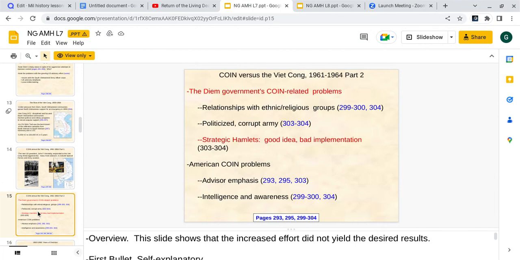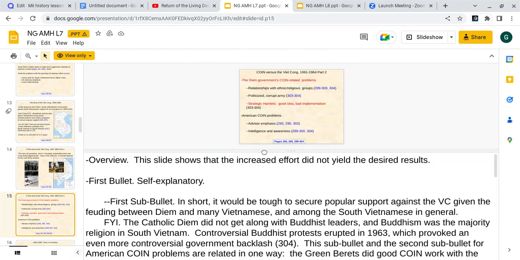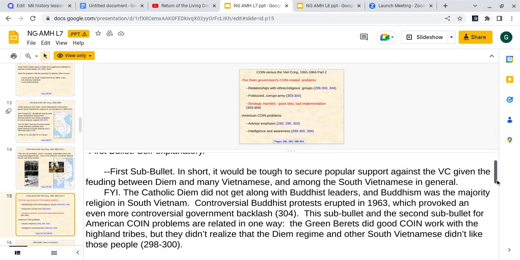So the Diem government had COIN-related problems. Now, COIN stands for counterinsurgency, typically dealing with the Viet Cong and guerrilla-type warfare. They created what's called strategic hamlets, which was a really good idea, but it was badly implemented, typically because they didn't have the logistical support they needed because of how bad things were in Vietnam.